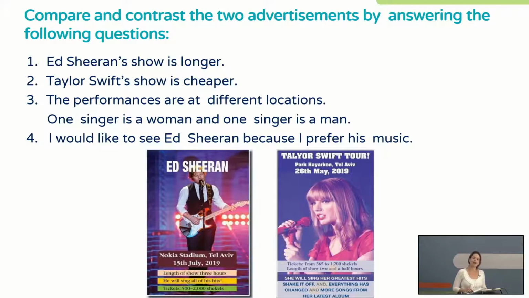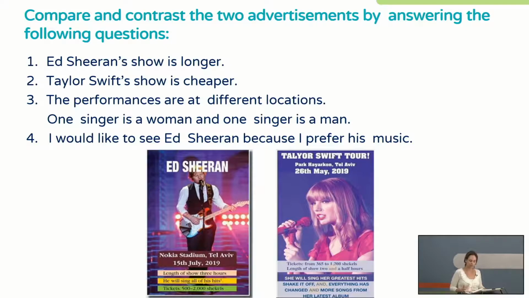Now, question number 3, they asked us to find what is different between the 2 advertisements. There are many differences, but what I wrote was that the performances are at different locations, different settings. Ed Sheeran's is in Nokia Stadium, while Taylor Swift's is at Park Hayarkon. Another difference is that one singer is a woman and one singer is a man. Ed Sheeran is a man and Taylor Swift is a woman. Those are just some of the differences that I spotted and wrote.